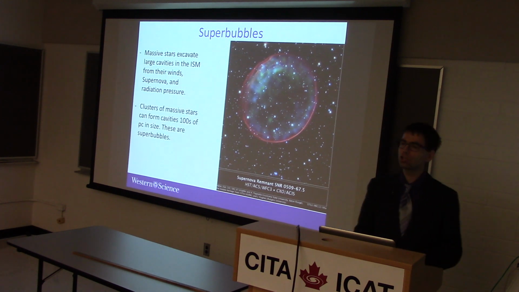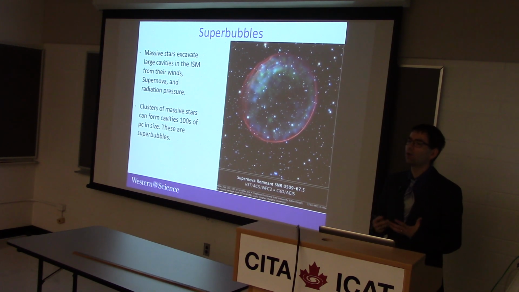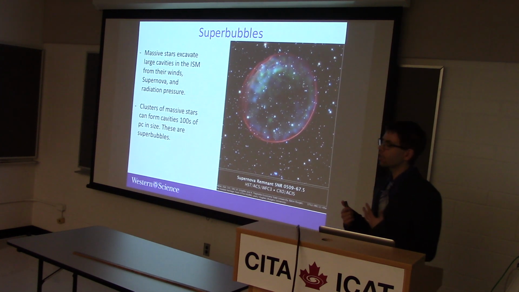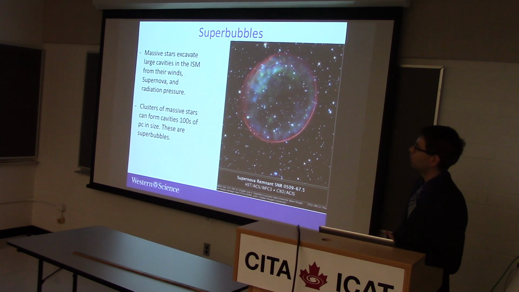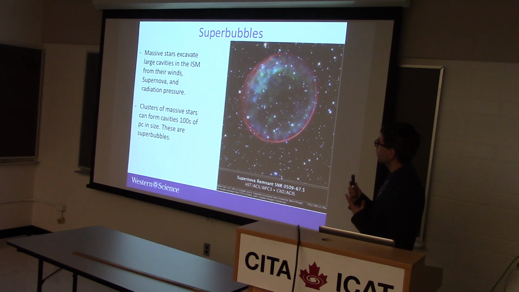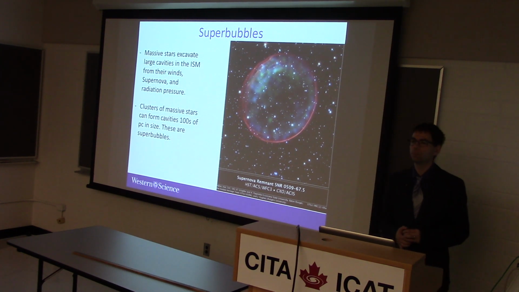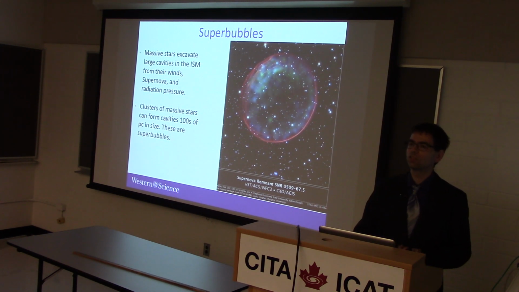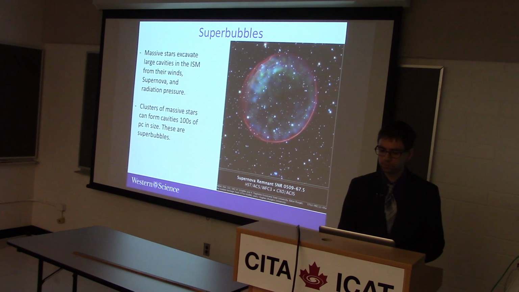When you take a whole cluster of massive stars, the combined effects of their feedback can create very large bubbles. These bubbles can become hundreds, if not thousands, of parsecs in size. And this is what I'm going to refer to as a superbubble. So it's basically a bubble created by an OB association rather than just 1 or 2 O stars.